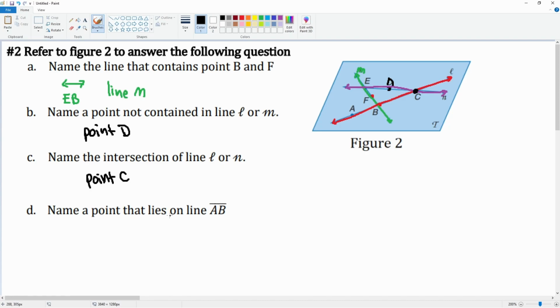Lastly, name a point that lies on line segment AB. Line segment AB is right here, and a point that lies on that, those two points would be on that. So we can say point A or point B will lie on that line segment AB. There's no other points there.